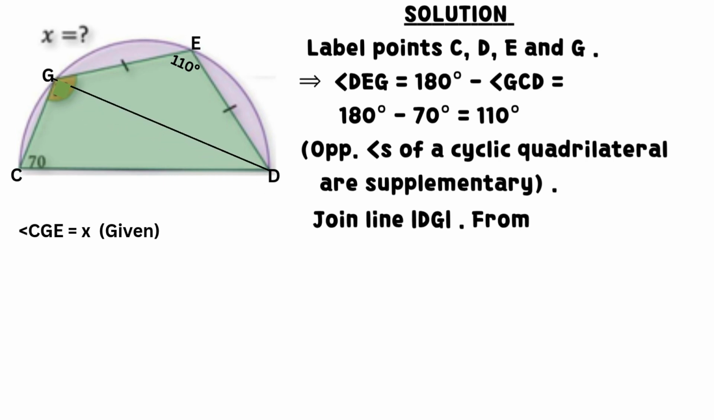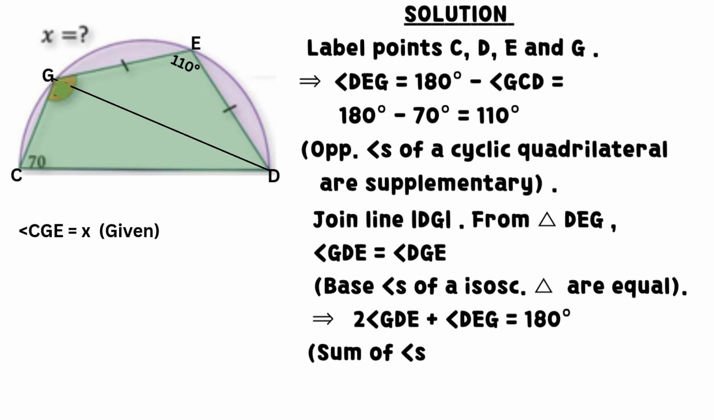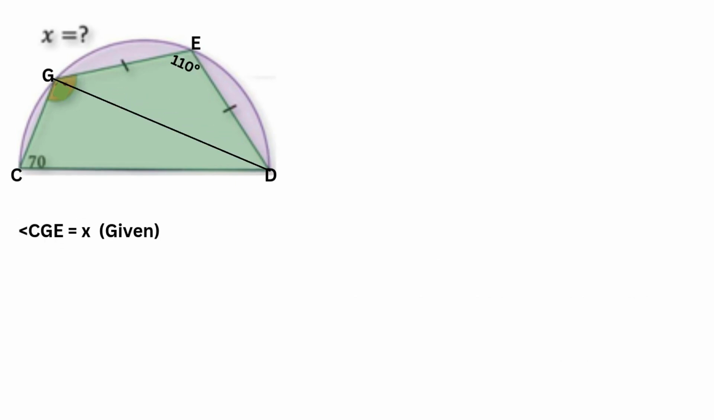Join line DG. From triangle DEG, angle GDE equals angle DGE. The reason is that base angles of an isosceles triangle are equal. It follows that the sum of 2 times angle GDE and angle DEG equals 180 degrees. It is because the sum of angles in a triangle equals 180 degrees.